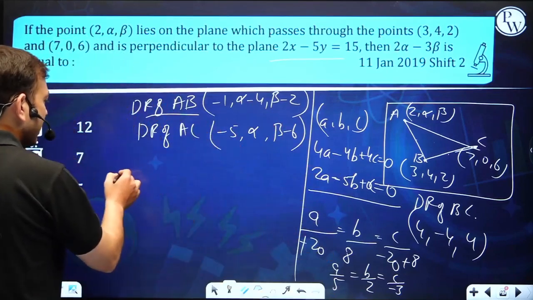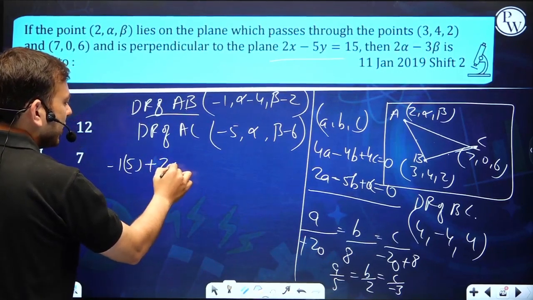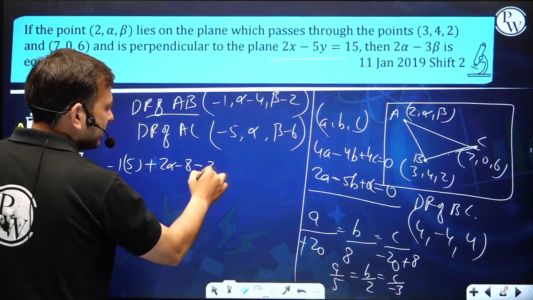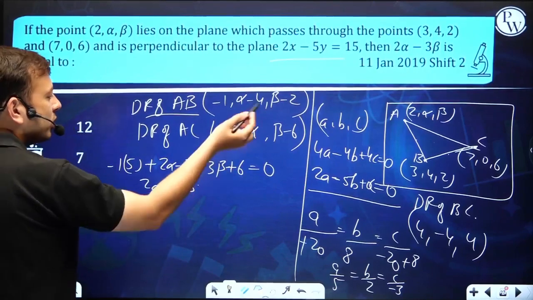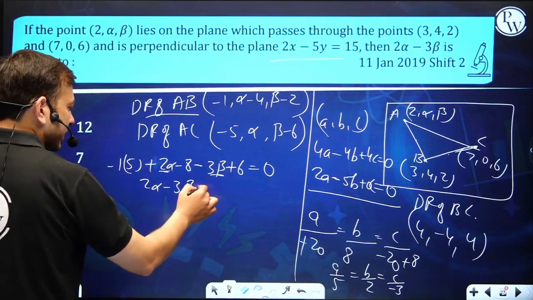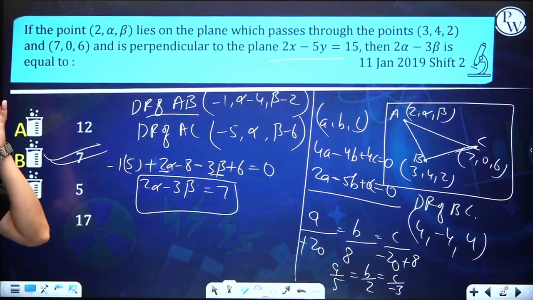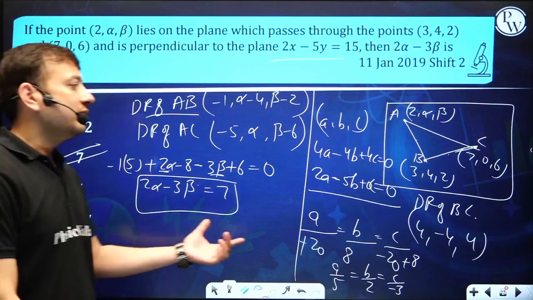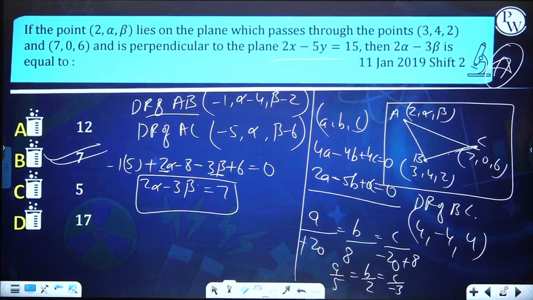So, I got this. Now, this product should be 0, sir. So that means minus 1 into 5, then plus 2 alpha minus 2 fours are 8, minus 3 beta plus 3 twos are 6 should equal 0. So, 2 alpha minus 3 beta, directly you are getting 8 and minus 5 is 13. So it will become 7. You don't have to go for the next thing also. Directly we got 2 alpha minus 3 beta equals 7. So you need to really understand this part, that if points are given, how we can solve things. Okay. Understood?